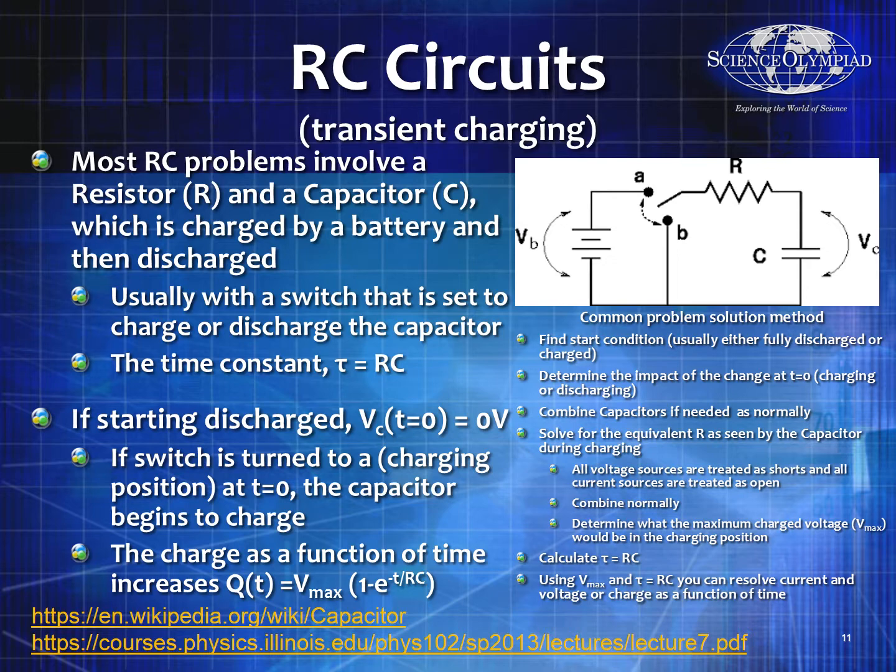Solve for the equivalent R as seen by the capacitor during the charging. In other words, you're always looking at the system based upon what the R is. In those cases, treat the voltage sources as shorts and the current sources as open. Combine normally and then determine the maximum charge voltage. Now that you have the R and the C, you can calculate tau equal to RC. Using Vmax and tau, you can resolve the current, voltage, or charge.